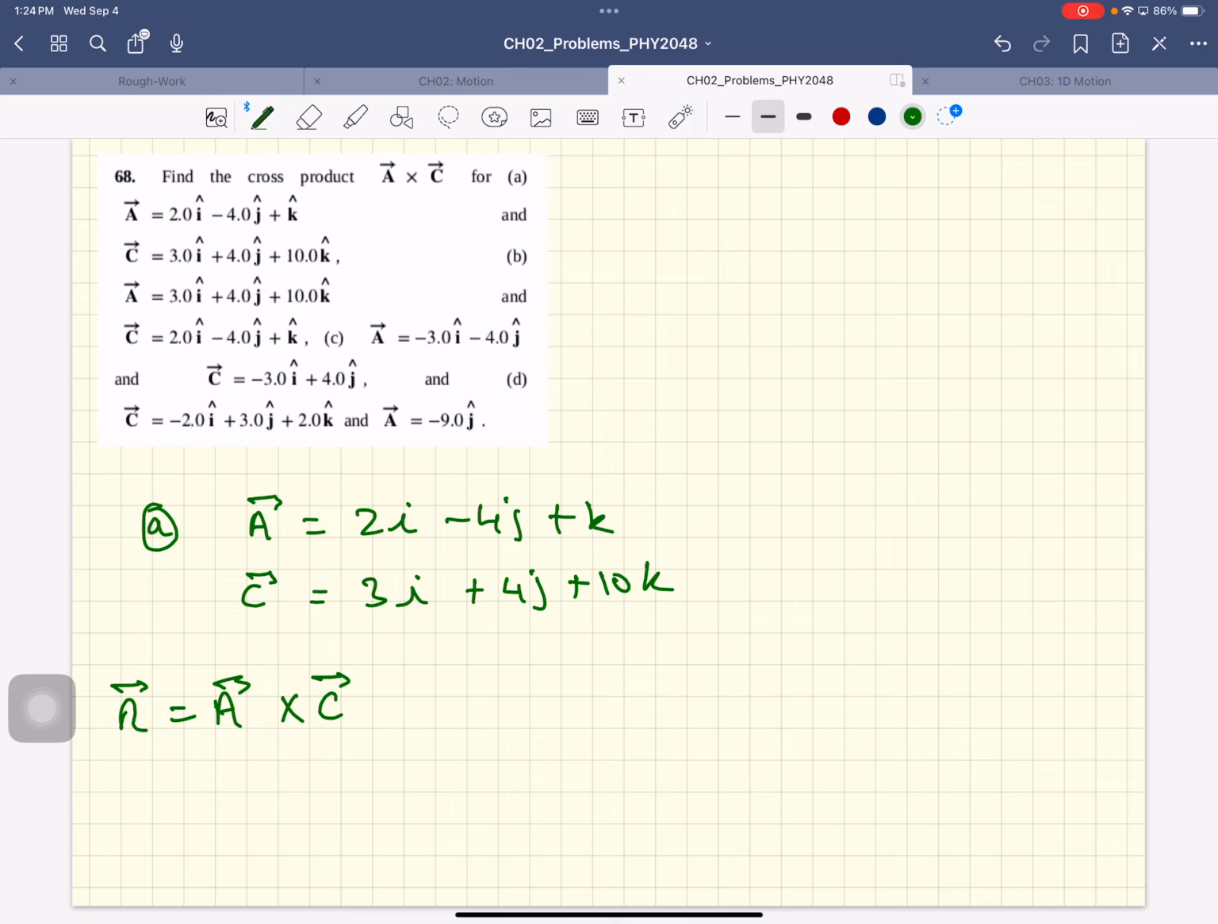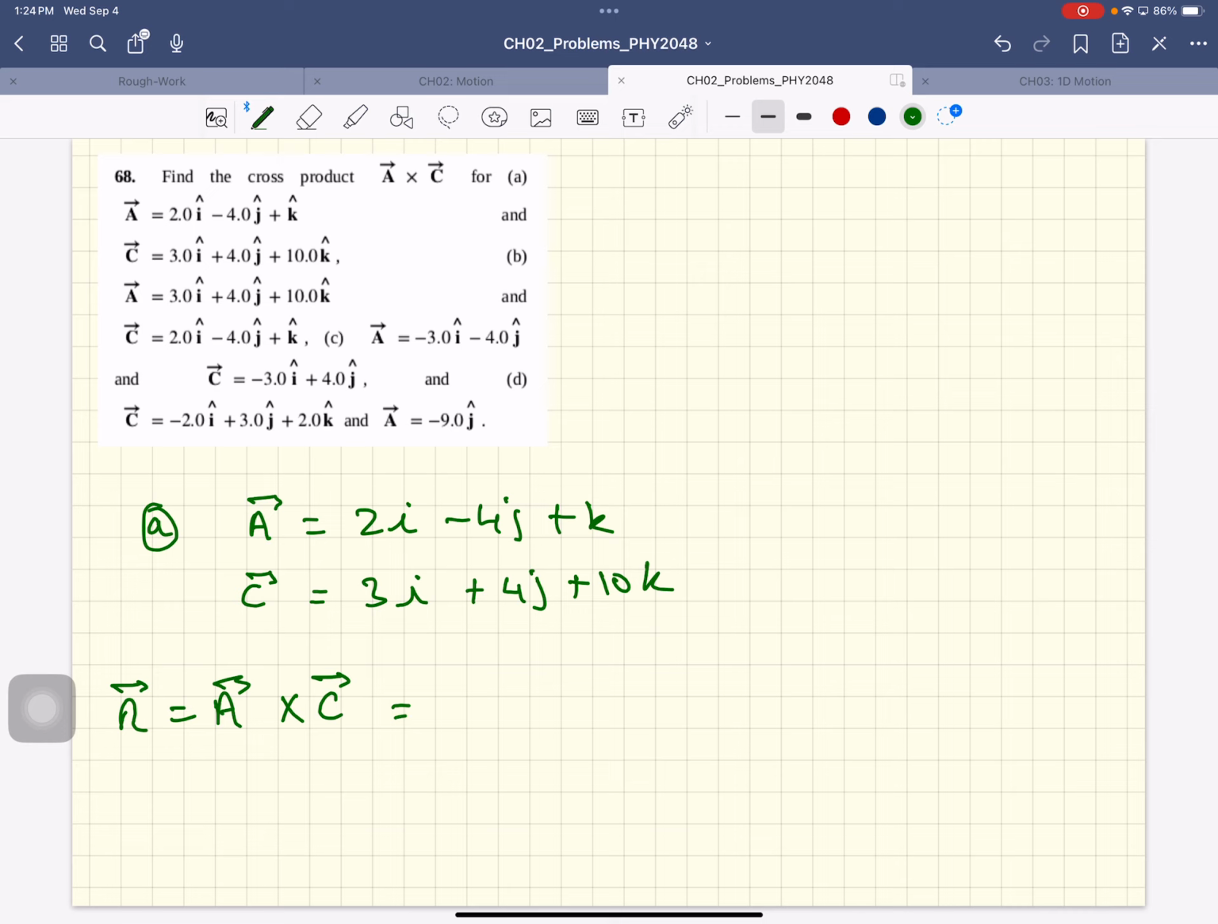Okay, so all that information will be in here. And again, if you wanted to know the magnitude of A cross C, you have seen a formula. The magnitude is magnitude of A times magnitude of C times sine theta. But we're finding the whole vector, so all that information will be there. All right, now I'll write down the formula for A cross C.